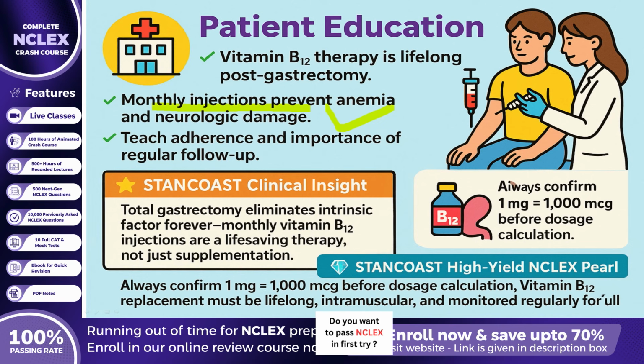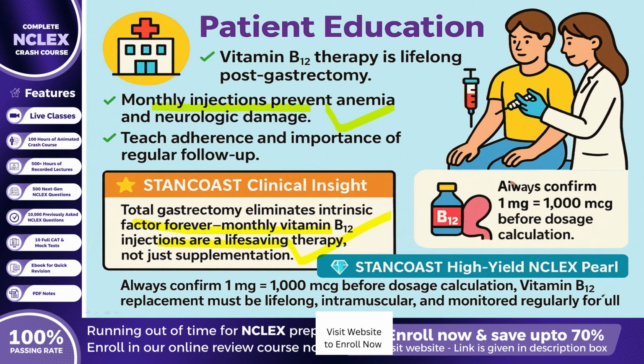Now moving on to the Stancoast high-yield NCLEX Pearl, always confirm that 1 milligram equals 1,000 micrograms before performing any dosage calculation. In pernicious anemia, vitamin B12 therapy must be lifelong and intramuscular. Clients typically notice improvement in fatigue and pallor within weeks, while neurologic recovery can take several months. Continuous follow-up with periodic complete blood count monitoring and strong patient education on adherence are essential for long-term success.